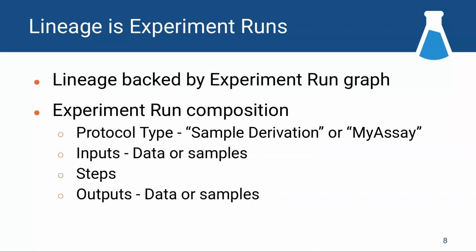One other type of run, I should mention, is the ETLs can create experiment runs as well. And so that's another way of capturing a bunch of different steps that may have intermediate transforms.